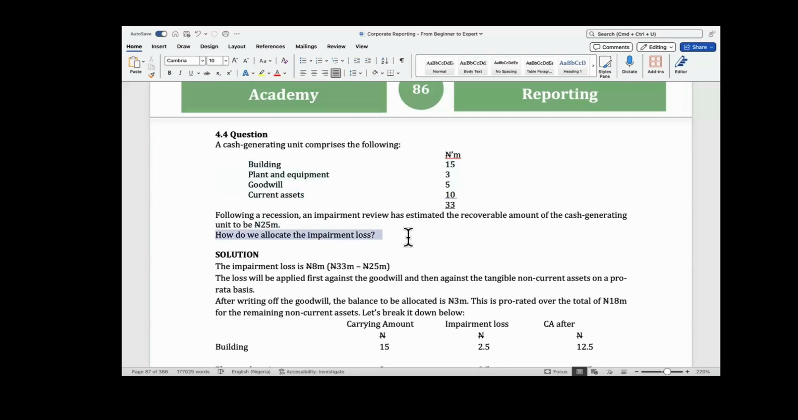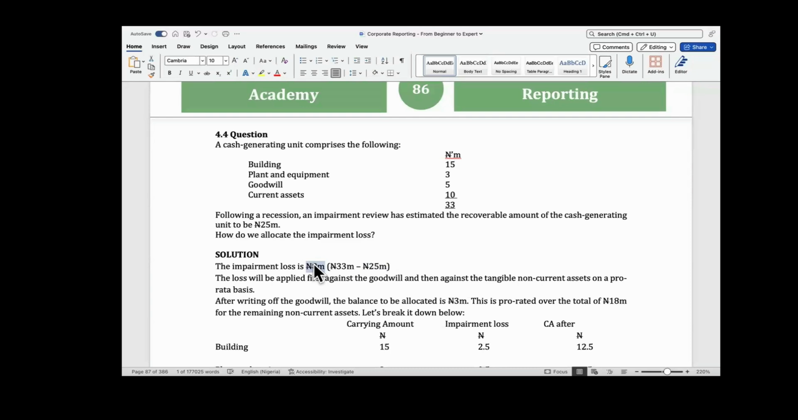So then, how do we allocate the impairment loss, which is what I need to explain to you. The first thing is this: since we have the recoverable amount of the CGU, and we also have the carrying amount of the group of assets, getting the impairment loss is not difficult. The impairment loss is simply the carrying amount, which is 33 million, minus the recoverable amount, which is 25 million. Obviously, here there is a loss because you are carrying your asset above what you can recover from the asset. So we are having a loss of 8 million naira.